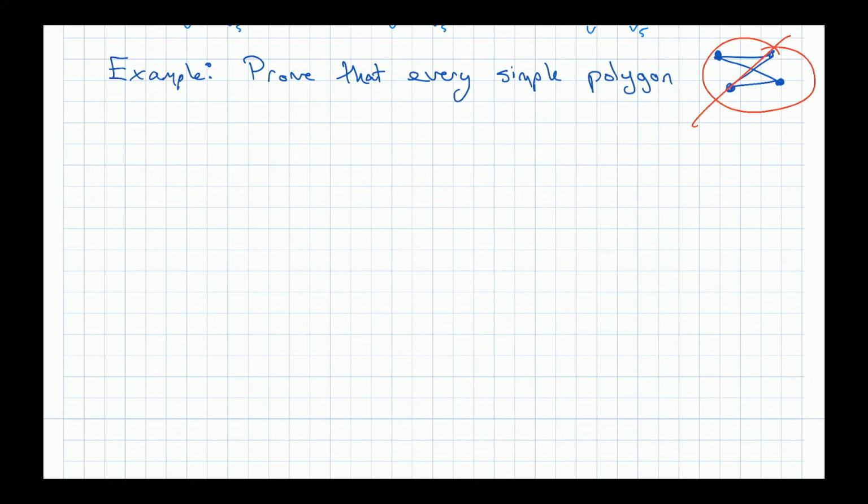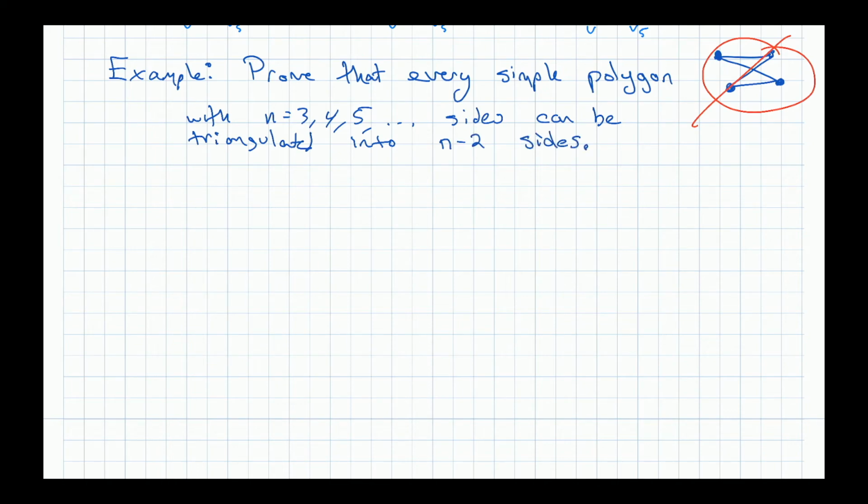Every simple polygon with n equals 3, 4, 5, ... sides can be triangulated into n-2 triangles. Okay, that's what we want to prove. However, there's a reason that we can't do it yet, because there's a lemma that we're going to need.